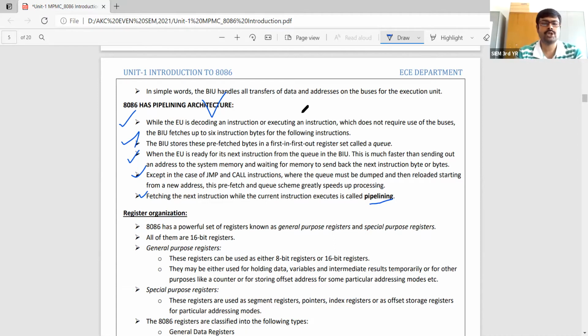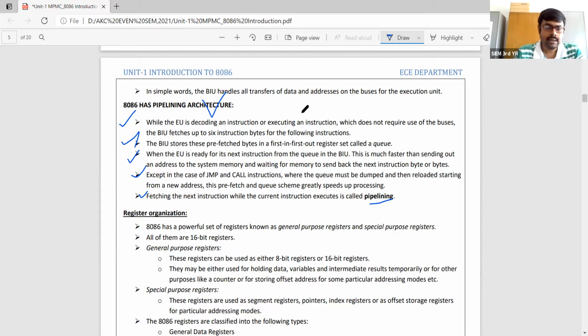Point number 2, the BIU stores these prefetched bytes in a first in first out register set called a queue. So we are following a queue based architecture, a FIFO architecture, that is first in first out. Point number 3, when the execution unit of the EU is ready for its next instruction from the queue in the BIU, this is much faster than sending out an address to the system memory and waiting for memory to send back the next instruction bytes. So the operation speeds up.